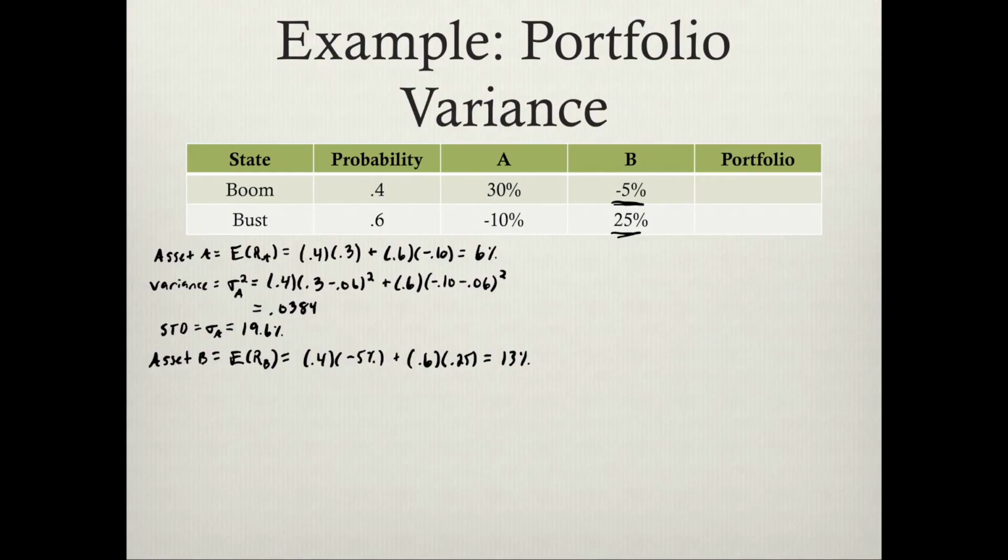Now you can see that I've already made the conversion. I would have gotten an answer of 0.13. I've already converted it to 13% for viewing purposes. But that would be the expected return of asset B.